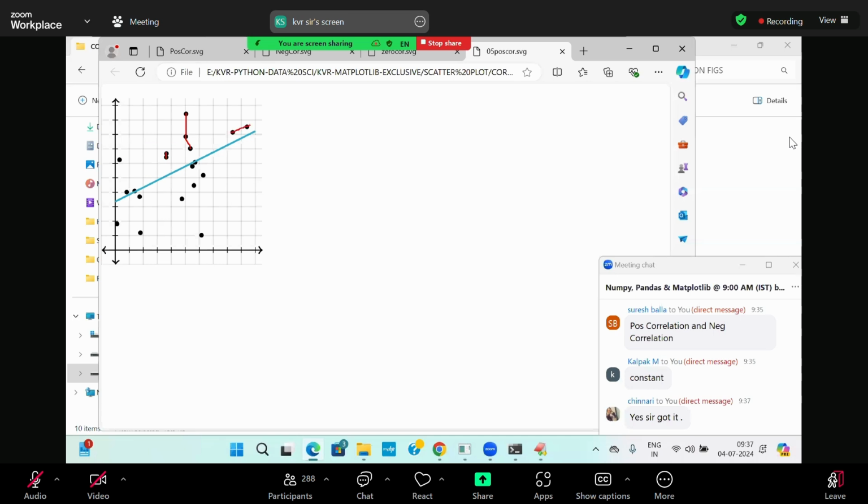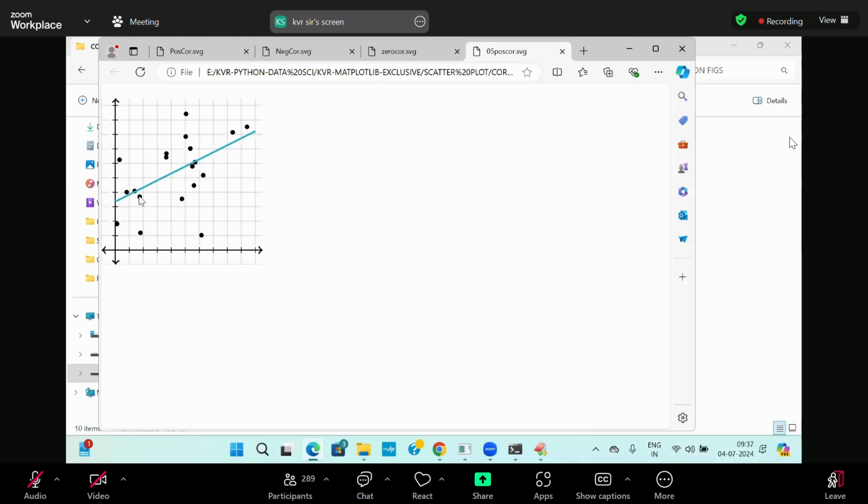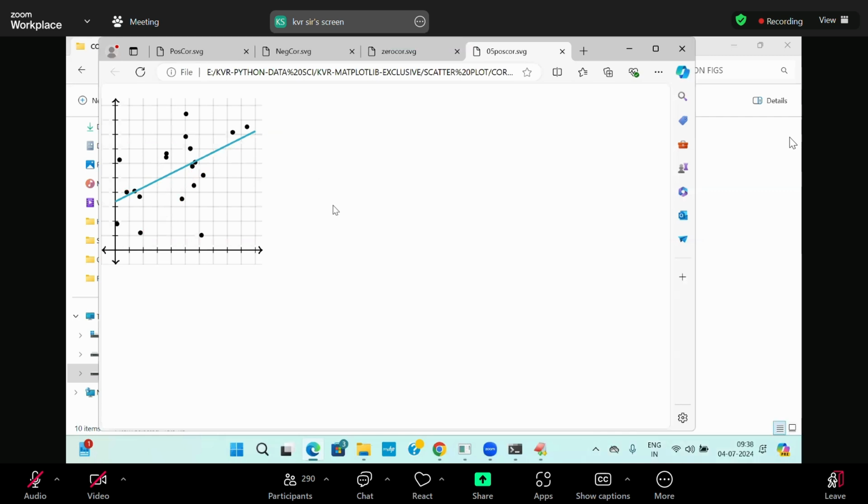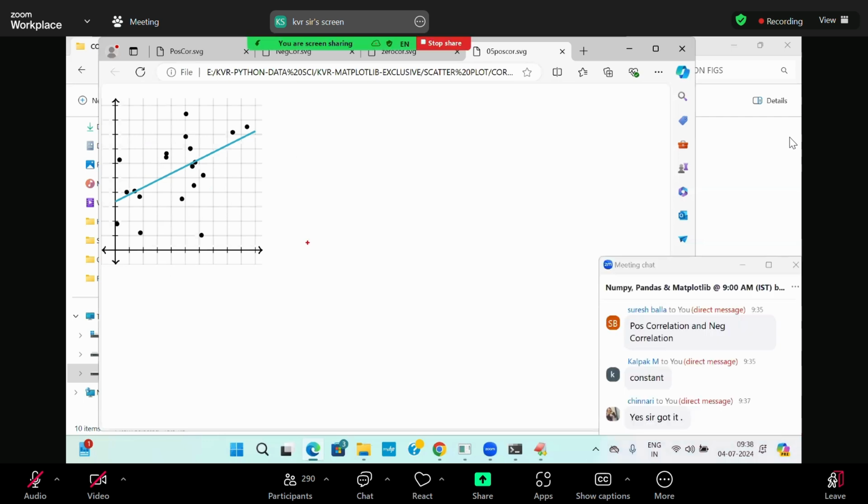Now here, if I put one blue line here, it is connecting very close to these two dots, very close to these three dots. It is just increasing. And here also it is getting increasing. But here more samples are near to that. So this is going to be called what kind of correlation? Come on. 0.5 correlation.